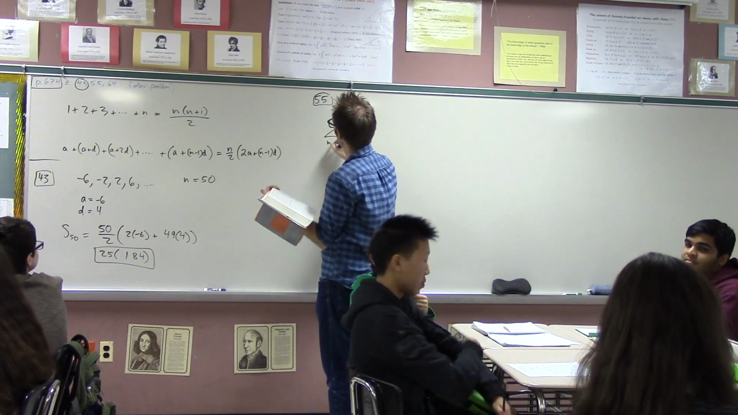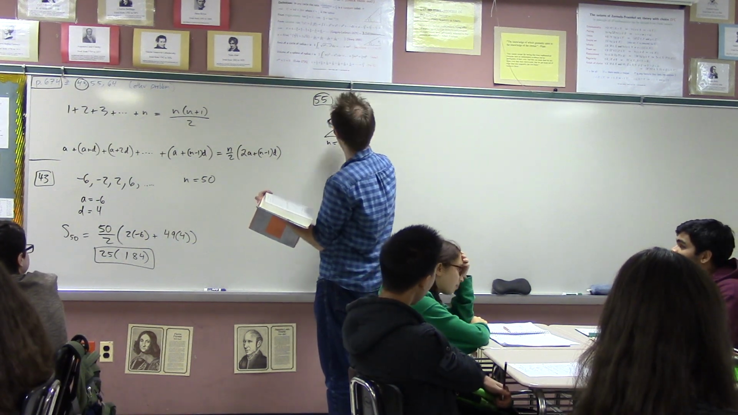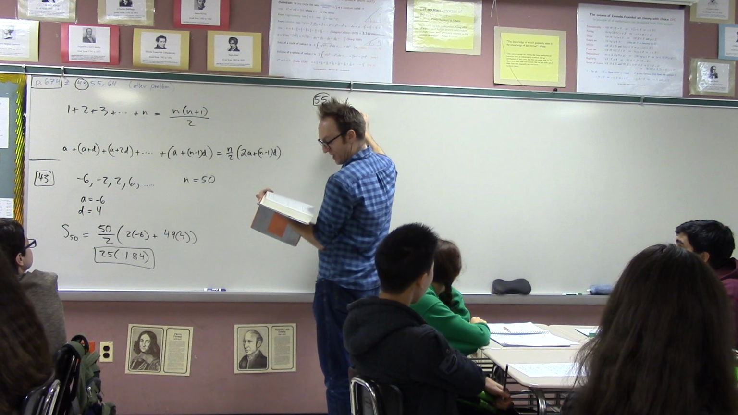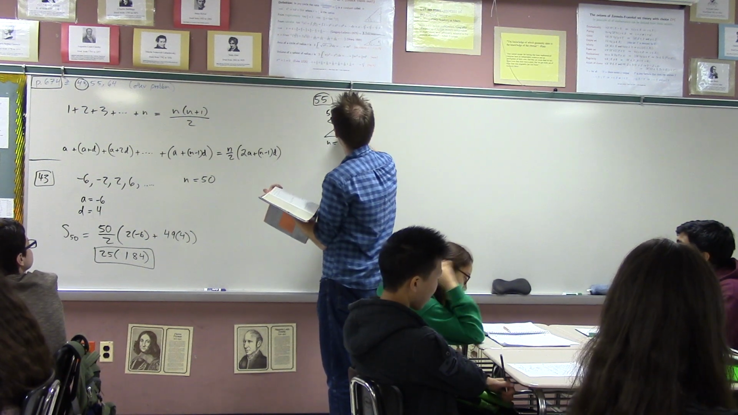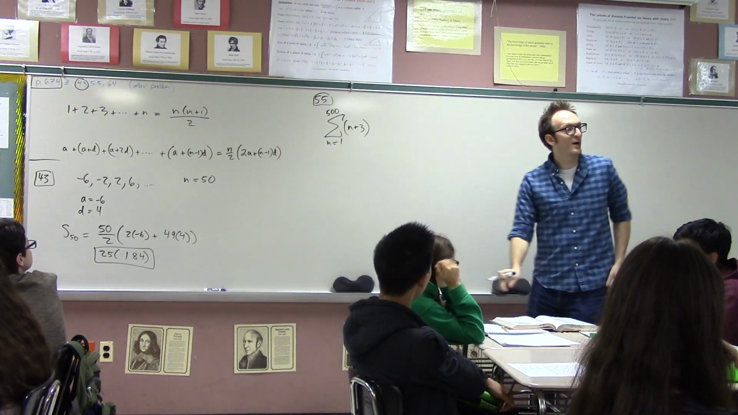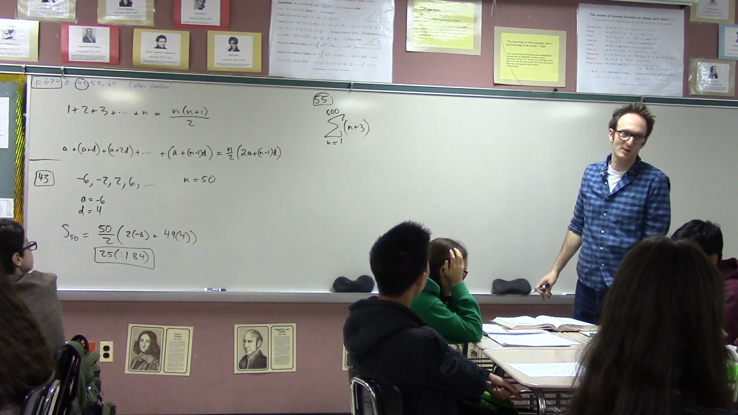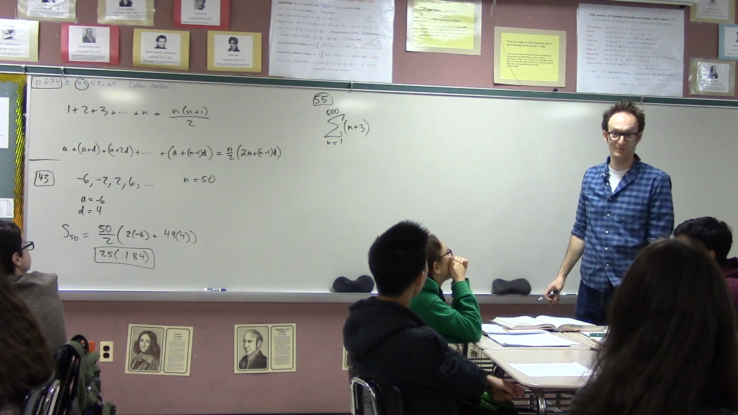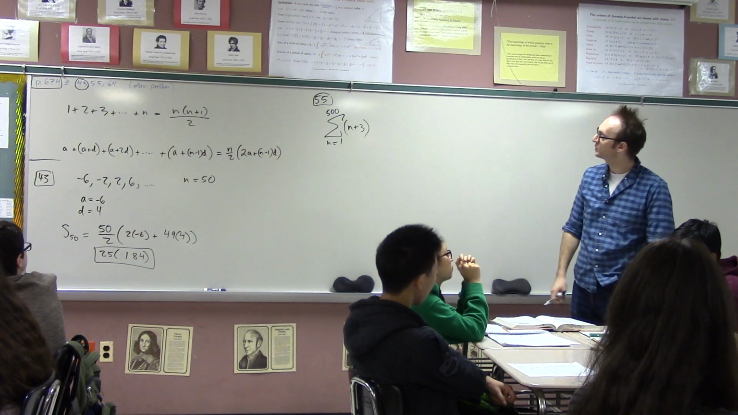Sure. So the sum from n equals 1 to 500 of n plus 3. Okay, I thought this was a cool problem because, well, it's not a cool problem at all, let's be honest. It's a boring problem. But there's a couple different ways you could do it.